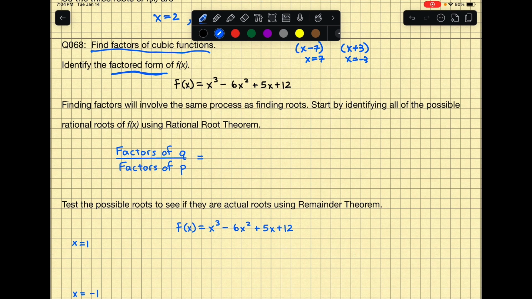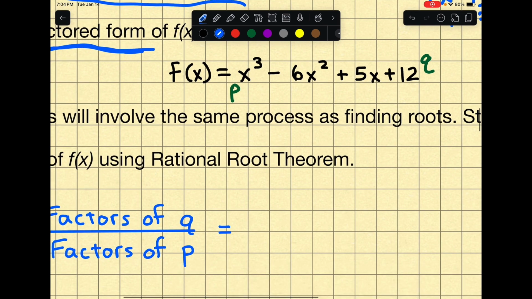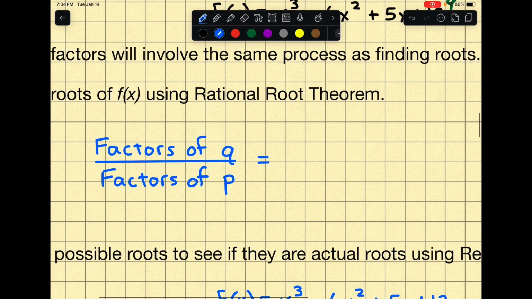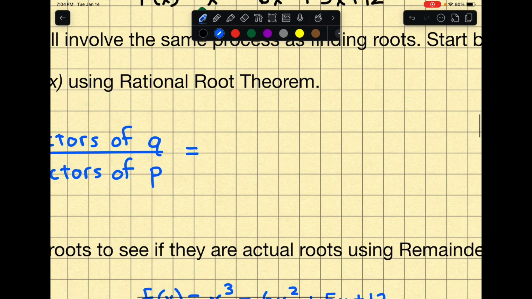So like before, the first thing we did is use the rational root theorem to identify possibilities. There are a couple of things that jump out in this example versus the previous example. Our p term is just 1, so our leading coefficient is just a 1. That's going to make it easier. And our q term, which is our constant, is 12, which is a little easier to sort through than 48. So we're going to list all the factors of q, our constant term, over all the factors of p, our leading coefficient. We'll set up a fraction here.